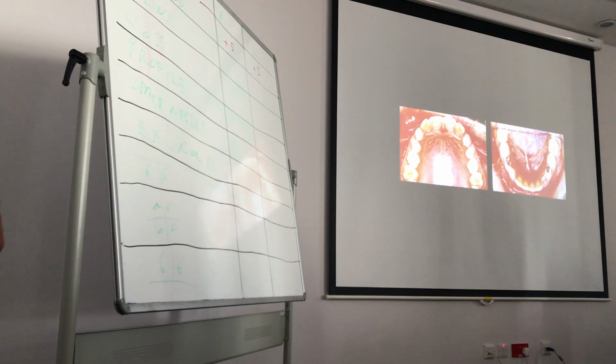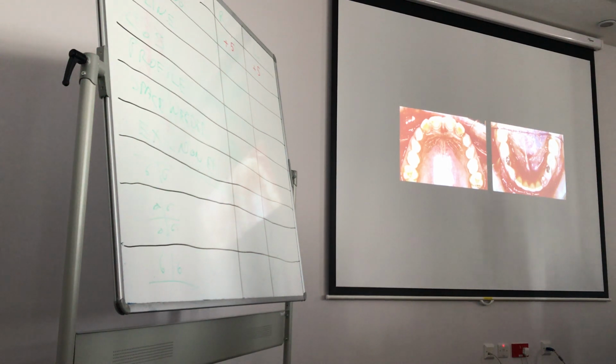Because the leeway on the lower arch is more than the upper arch, so when the second deciduous molar is exfoliating, the lower first molar slides forward more than the upper molar. So what you have to check is the canine, the deciduous canine, in order to get the class. What is the class in the deciduous dentition? In mixed dentition, sorry.